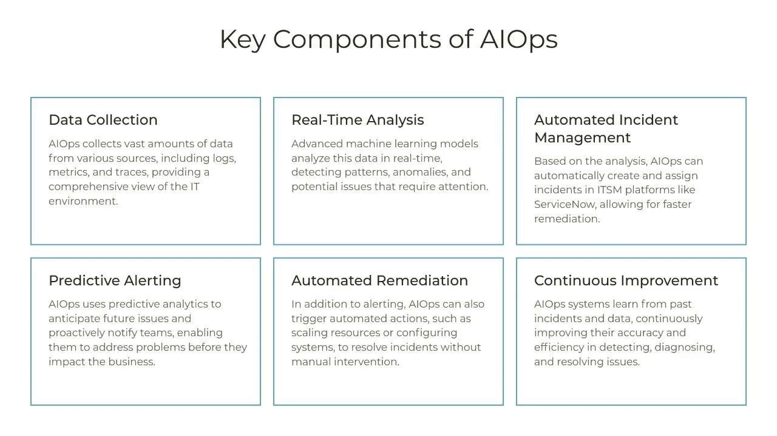AI Ops learns from past incidents, which means its accuracy and effectiveness get better over time. It continuously fine-tunes how it detects and solves problems. In short, these components work together to help you manage complex IT environments proactively and efficiently.